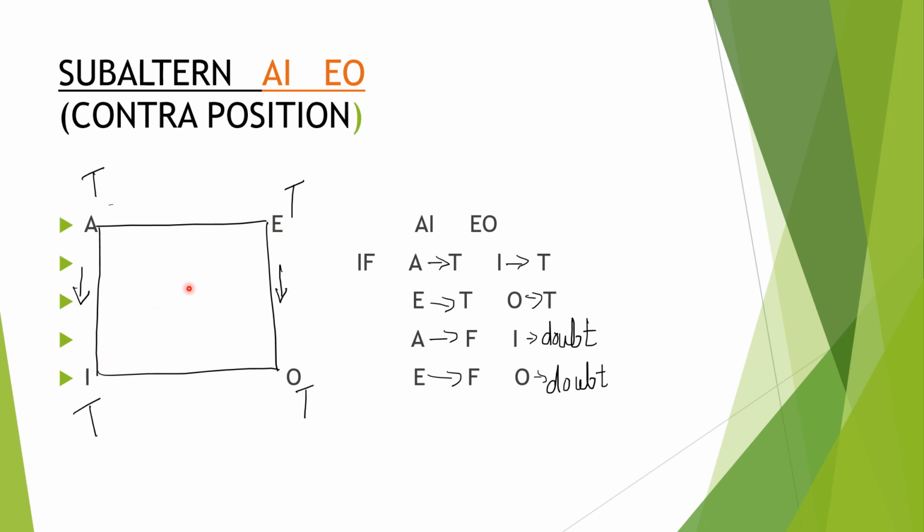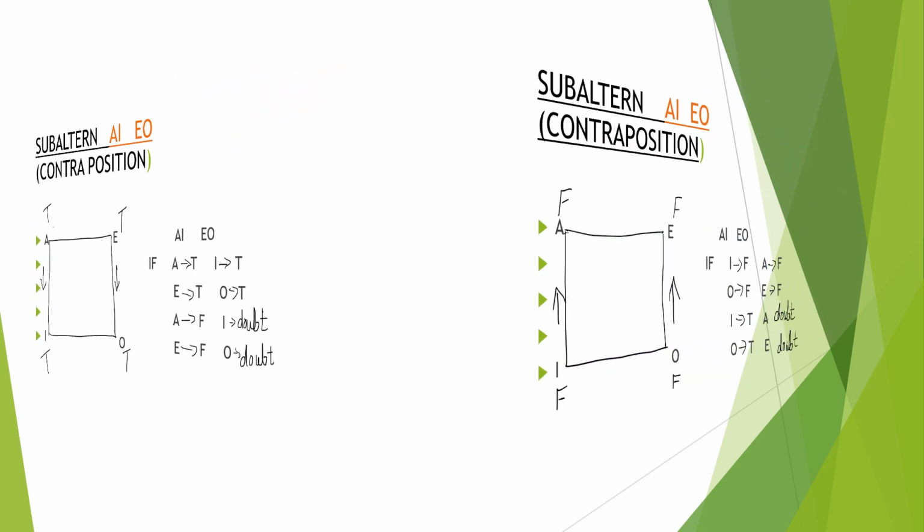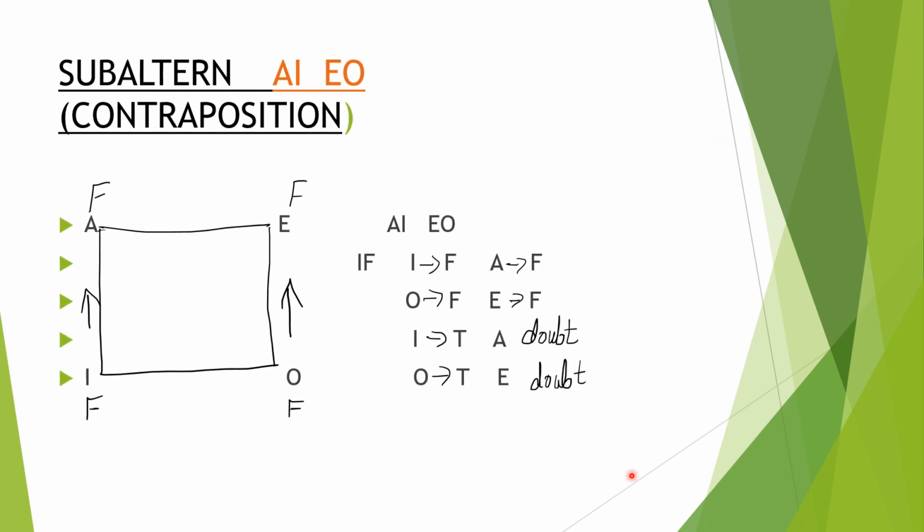Opposite is called contradictory. A and E is contrary. I and O is subcontrary. Then A and I is the subaltern. In subaltern you must study that from top to bottom it is always true, and from bottom to top it is always false. If I is false, then A is false. If O is false, then E is false.